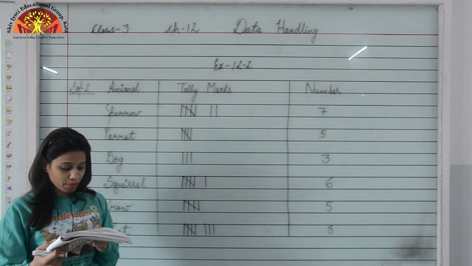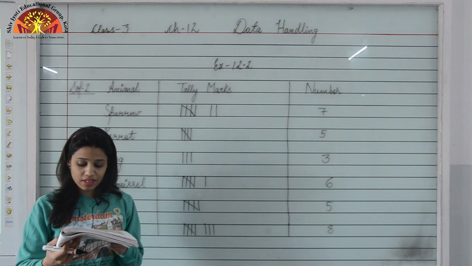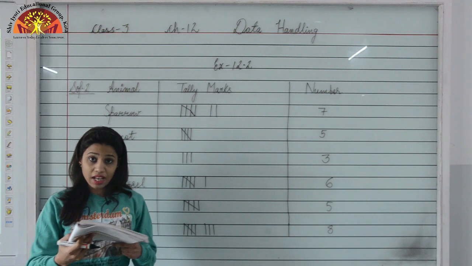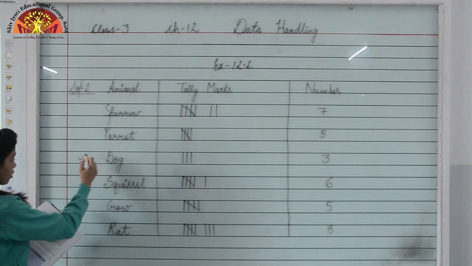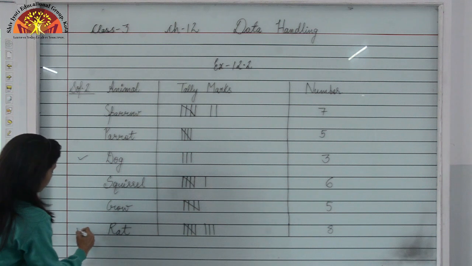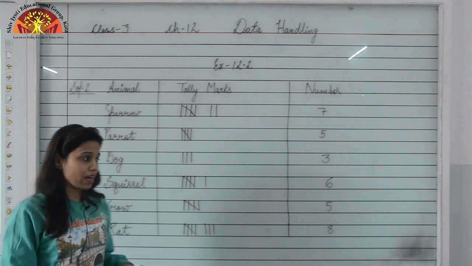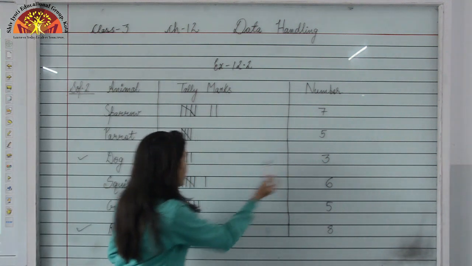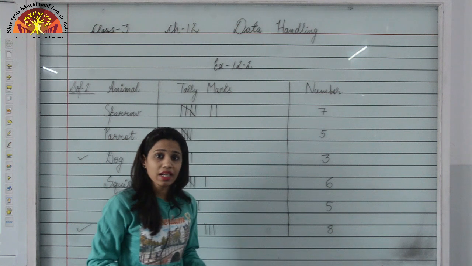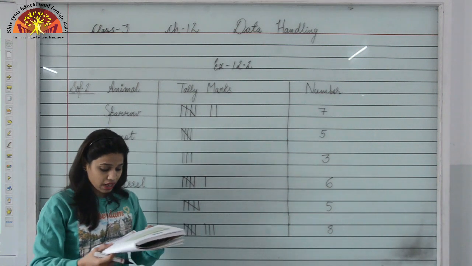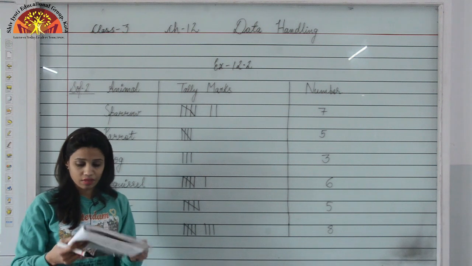Now as given on page number 172, how many dogs and rats did Nitesh see? That means we are going to count the number of dogs and number of rats. Number of dogs are 3 and number of rats are 8. So 3 plus 8 will be 11. Therefore, the answer of this question is 11. That is, second option is correct.